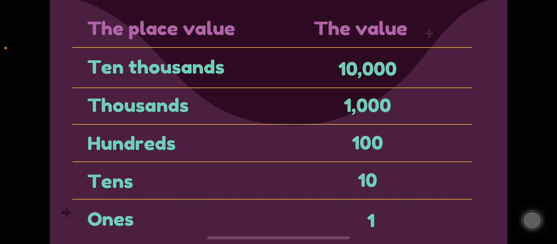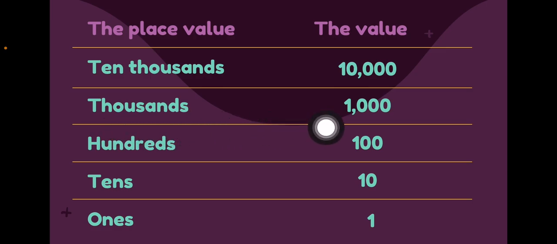So we have here about 5 houses, okay? We have the 10,000 house, thousands, hundreds, tens, and ones. This is the place value. So let's see the value of 10,000. It's 10,000 with 4 zeros. 10,000 has 1, 2, 3, 4 zeros. Okay, let's move on to the next one.